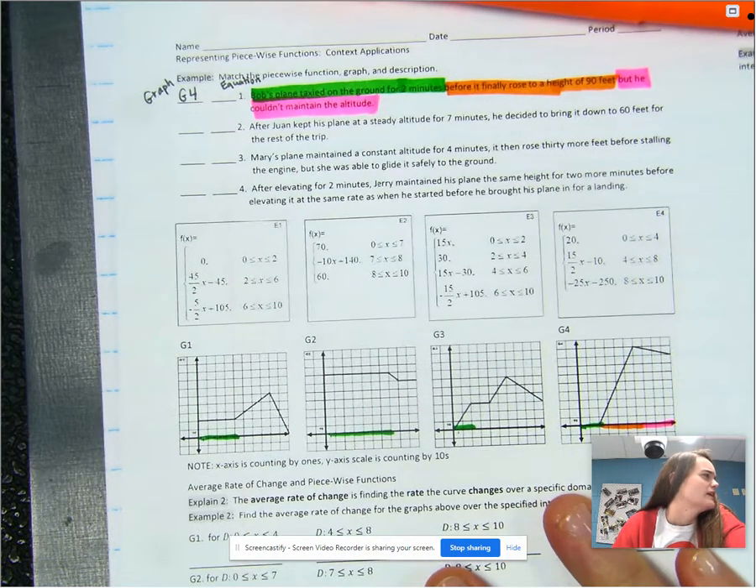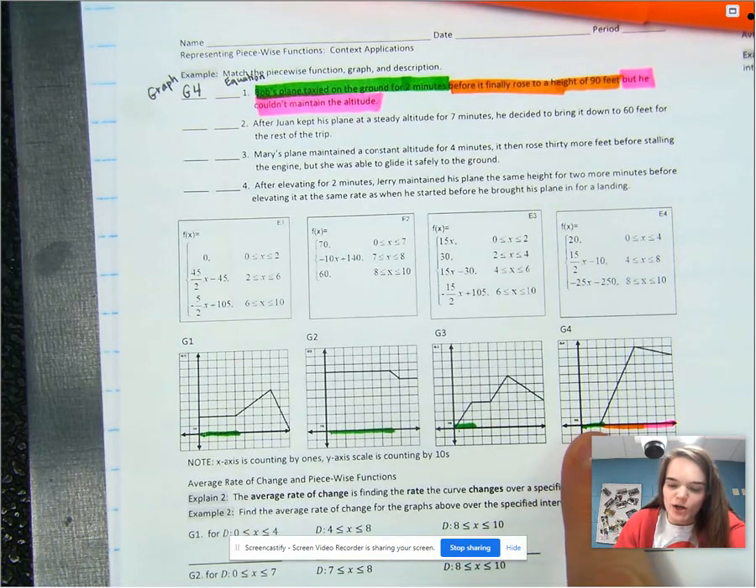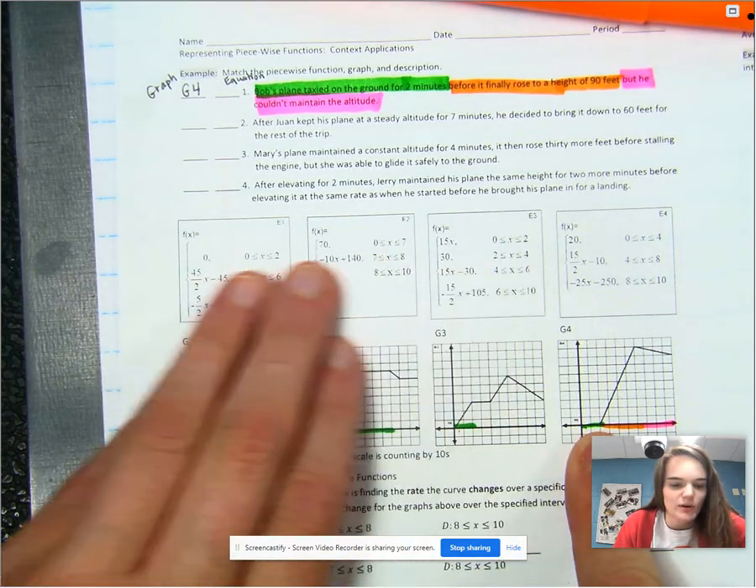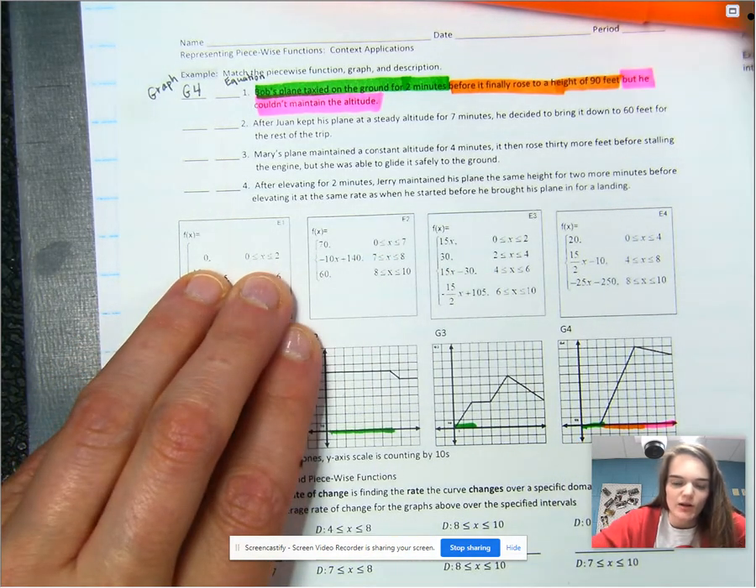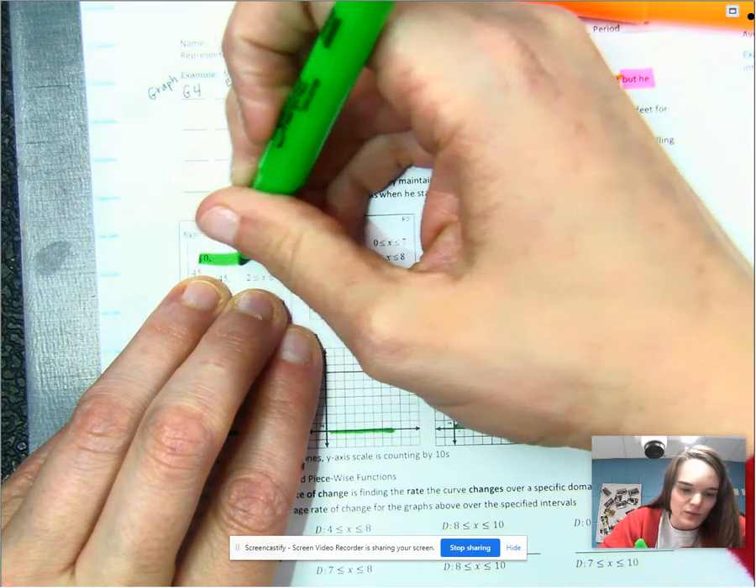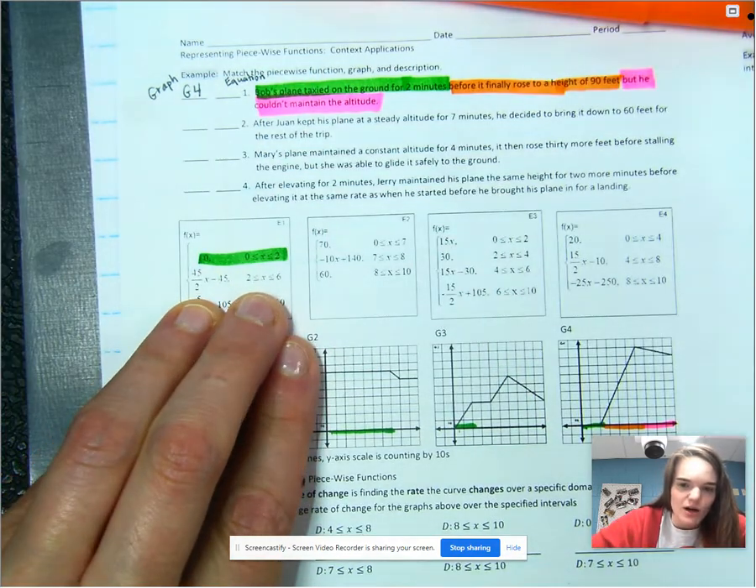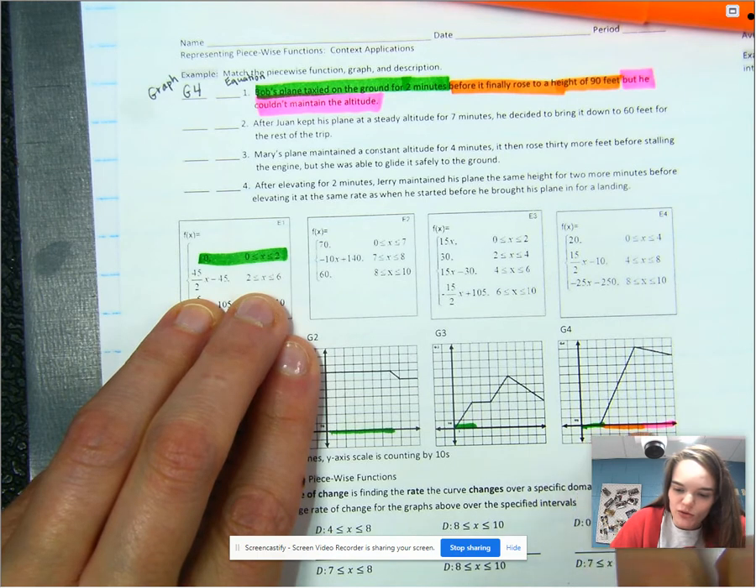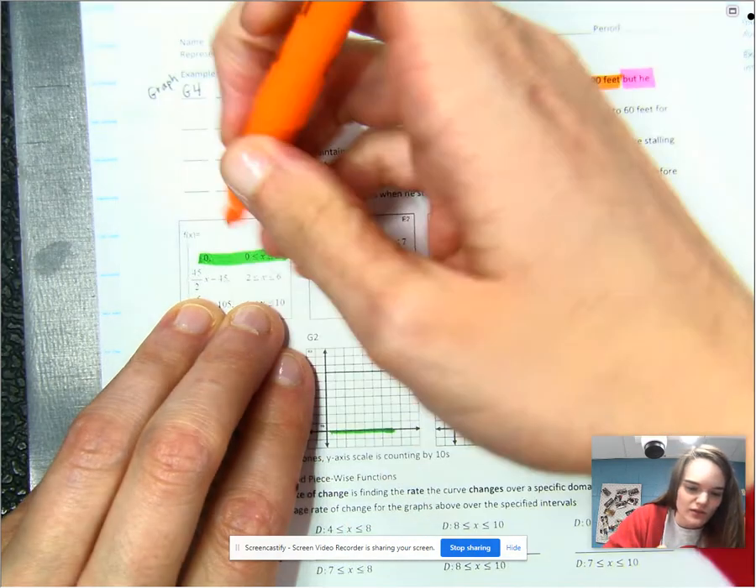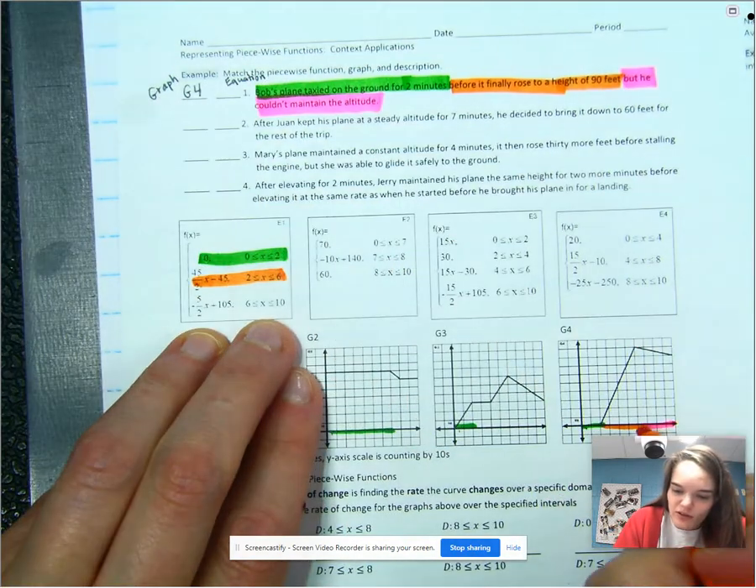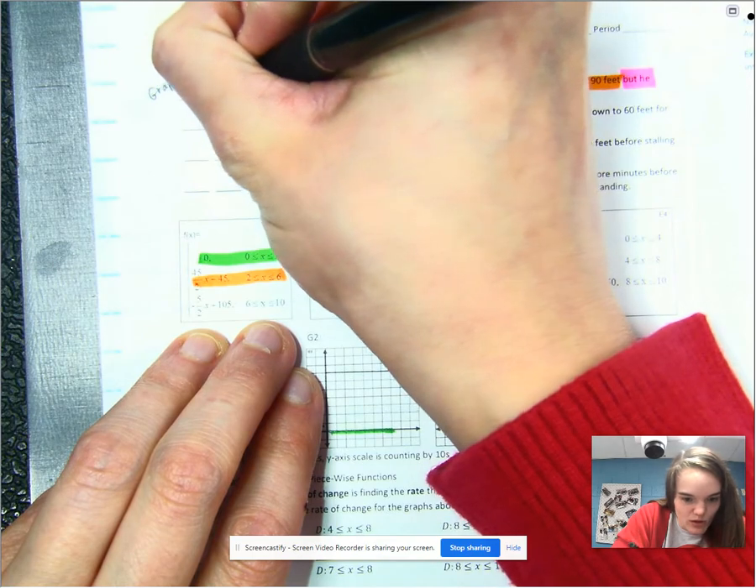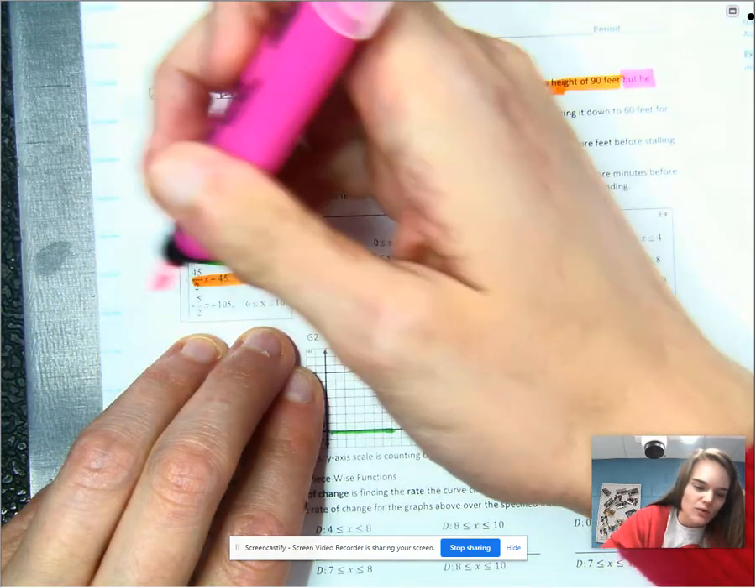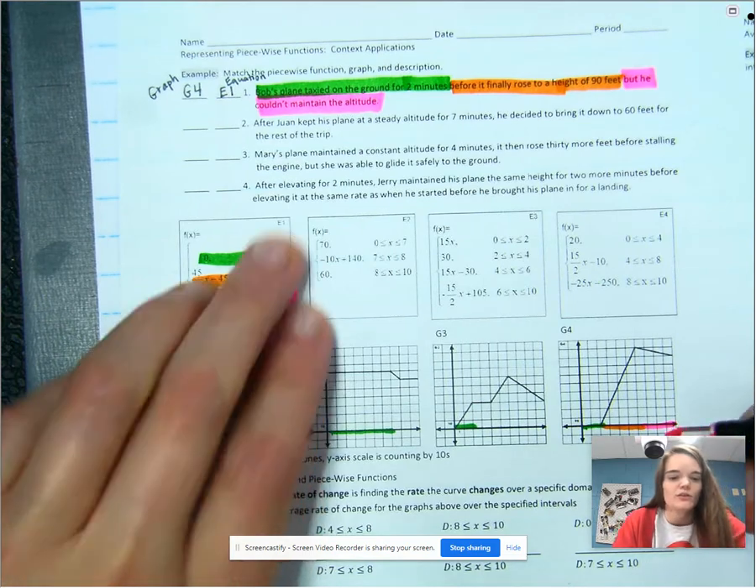All right, now let's look at the equations. We have 0 for the first 2 minutes. Do any of these have 0 for the first 2 minutes? Right here is 0. For the first 2 minutes, we have 0. Okay, did it go up from 2 to 6? Yes. Then 6 to 10? 6, 7, 8, 9, 10? Yes. That means the equation is E1. Okay, let's go to the next one.